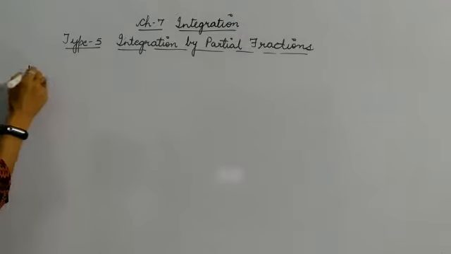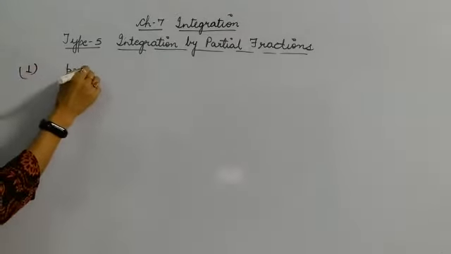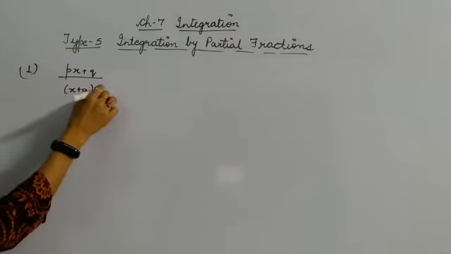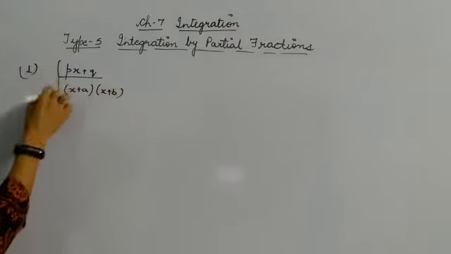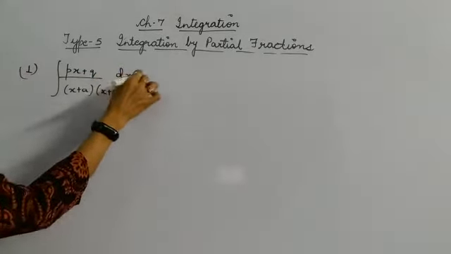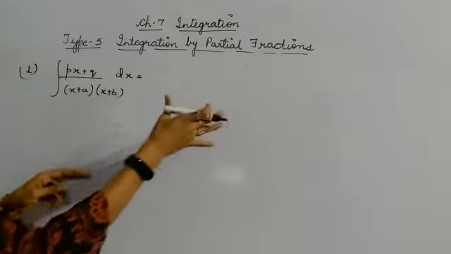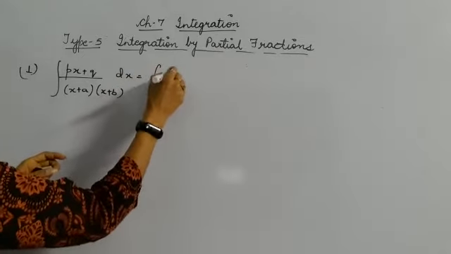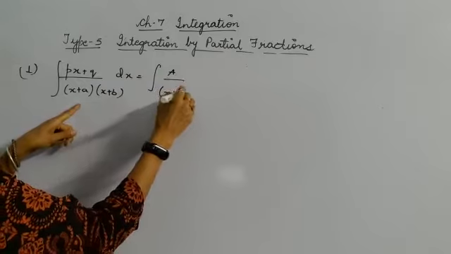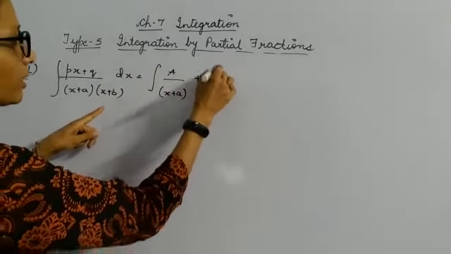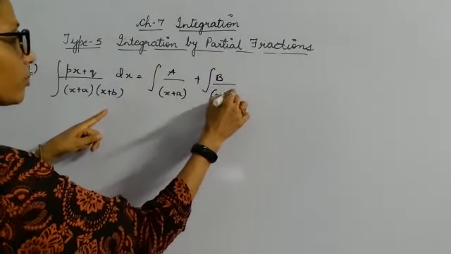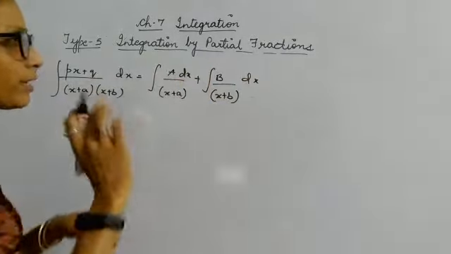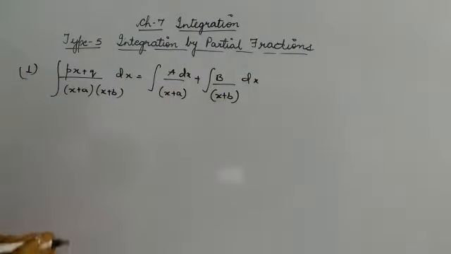First of all, if you have some polynomial in the numerator and any two factors in the denominator, then you can write this as a sum of two or more terms. Here two factors are given, so I will write it as integration of A by (x plus a) plus B by (x plus b) dx. Here you will find the values of A and B and then integrate it.